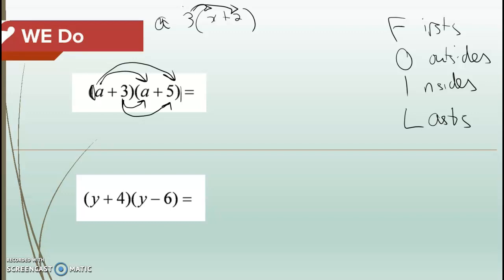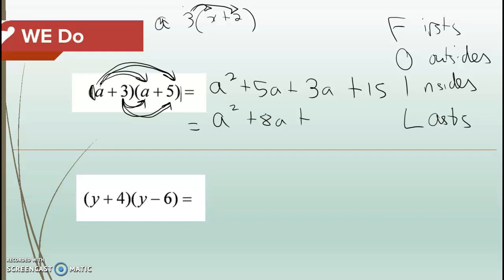And so let's now execute that. So we've got a times a for this first arrow, which is a squared, a times 5, 5a, and my insides 3 times a, 3a, and then my last 3 times 5, which is 15. So collecting those, I get a squared plus 8a plus 15. I'm done. Let's try that again.